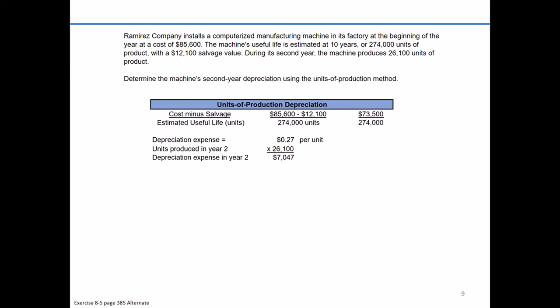And we looked at the journal entry: debit depreciation expense for $7,047, credit accumulated depreciation for $7,047. Now, the units of production method compared to straight line is going to be used less. So fewer companies use the units of production method. And that's not because it's inaccurate.